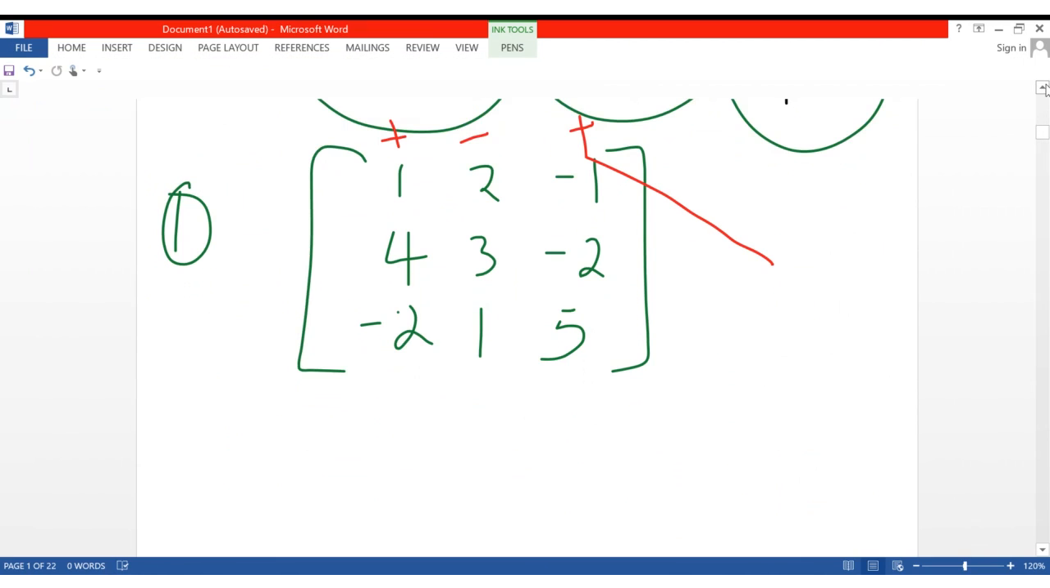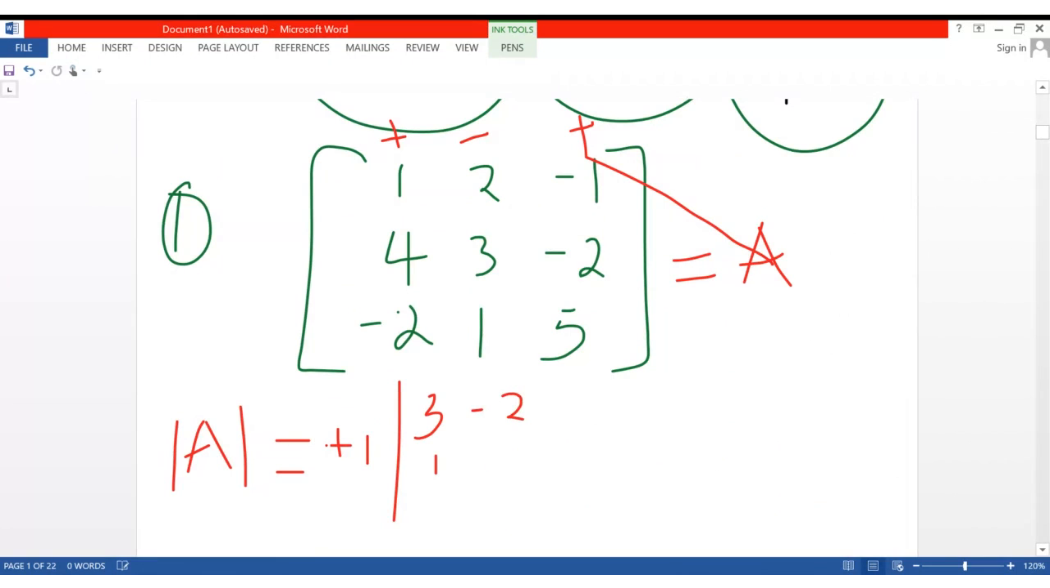So the first one, I'll call this matrix, let's say A. The determinant of A will be given so that the first sign is positive, 1. And then when I block, I remain with 3, negative 2, then 1, 5. The other sign is negative, so I'll have negative 2. Then when I block, I'll end up with 4, negative 2, negative 2, and 5.